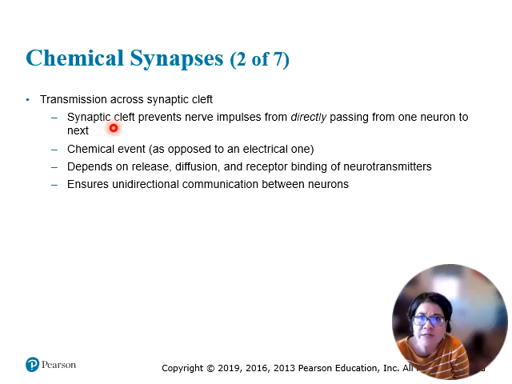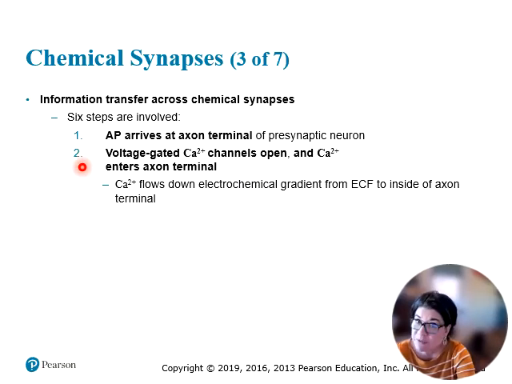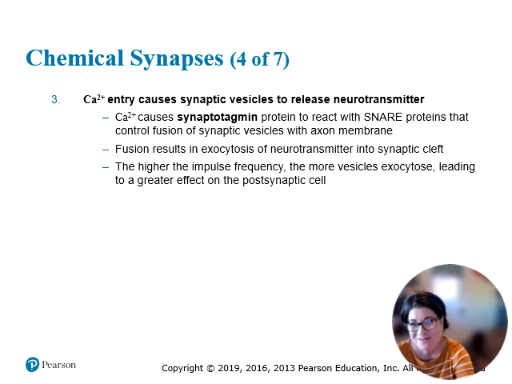Okay, so the transmission goes across the synaptic cleft from one neuron to the next. It's a chemical event, and that's what's going to cause the signal to pass, and this is unidirectional. It just goes in one single direction. So there's a few steps for this to happen. So first, the action potential gets to the end of the axon, and then you have voltage-gated calcium channels that will open, and calcium will come into the axon terminal. That's step one, steps 1 and 2.